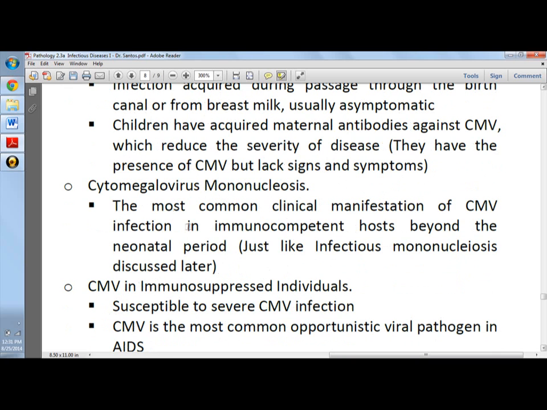And cytomegalovirus mononucleosis, the most common clinical manifestation of CMV infection would be this one. Beyond the neonatal period, infections like the mononucleosis-like illness will present with fever, atypical lymphocytosis, lymphadenopathy, hepatomegaly with abnormal liver function test, which would suggest a mild hepatitis. So this is very important. Cytomegalovirus mononucleosis, that is the most common clinical manifestation.